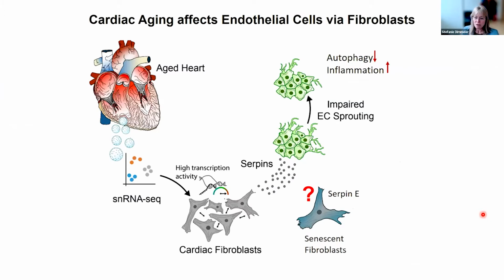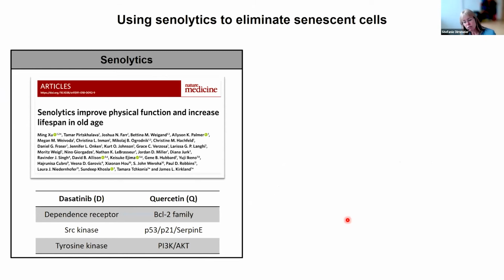Interestingly, serpins are also typical markers for senescent cells. And as you know, senescence is a typical feature of aging. So we asked whether a therapeutic approach to prevent this harmful interaction might be using senolytics, which can remove these senescent cells. This study is still ongoing, but preliminary data in vitro suggest that indeed these senolytics might be protective.